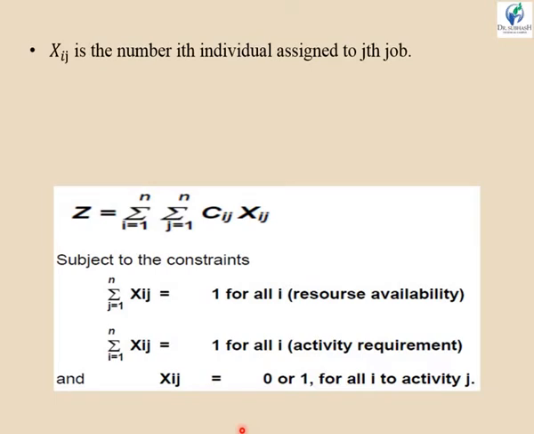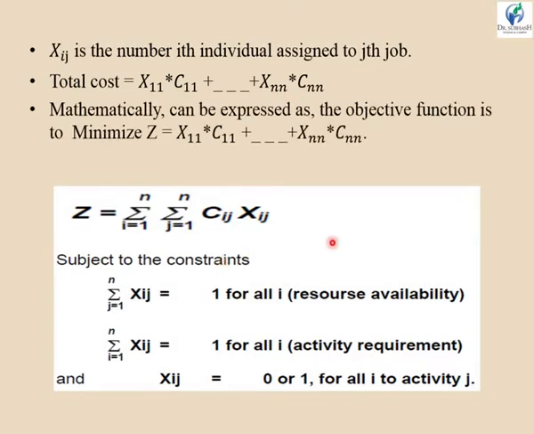Xij is the number of ith individual assigned to the jth job. Then total cost can be found out by x11, that is the number of individuals assigned to the job, and C11 stands for the cost of assigning. Here ij stands for row and column. So this is the total cost of doing the assignment.